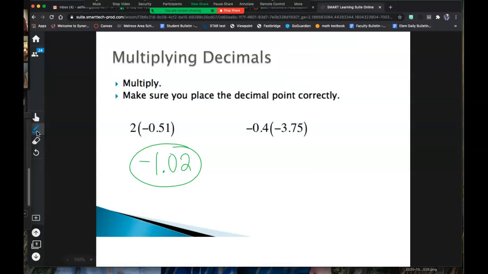Okay. On the second one, I recognize that I have 2 negative signs, and 2 negatives make a positive. So 0.4 times 3.75, and I end up with an answer of 1.5. And remember, it's positive, so I'm done. Okay, questions at all on that?